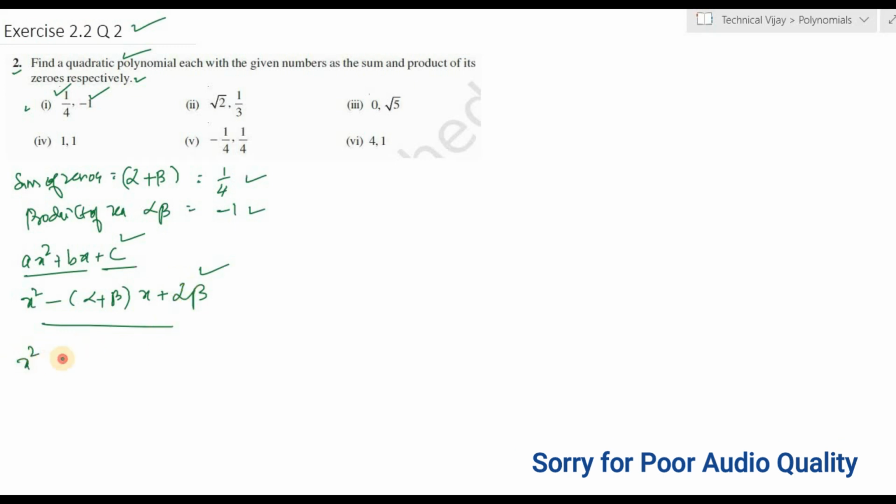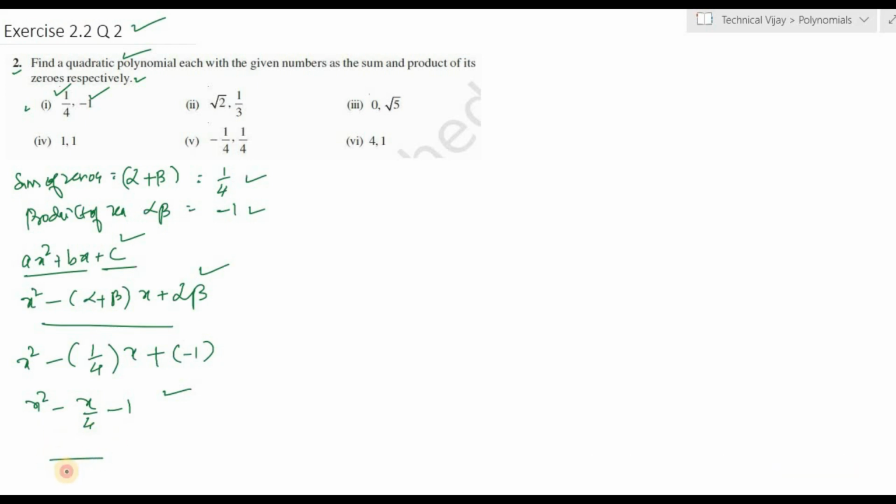So x square minus (alpha plus beta), that is 1 by 4, into x plus alpha into beta, minus 1, so minus 1. So x square minus x divided by 4 minus 1. Okay, this is the polynomial. This can be further simplified by taking the LCM, that is 4. So 4x square minus x minus 4 is equal to 0. This is the polynomial.